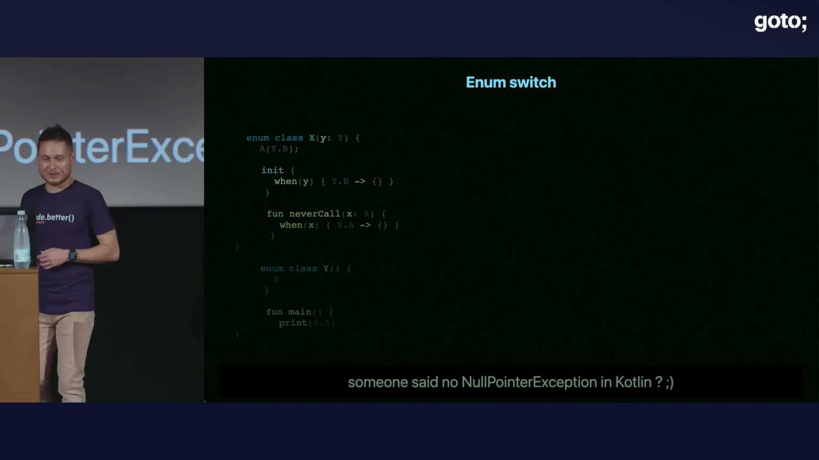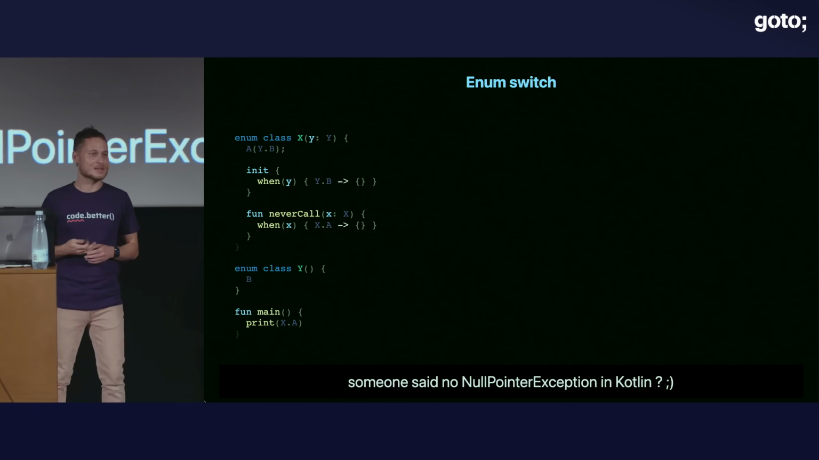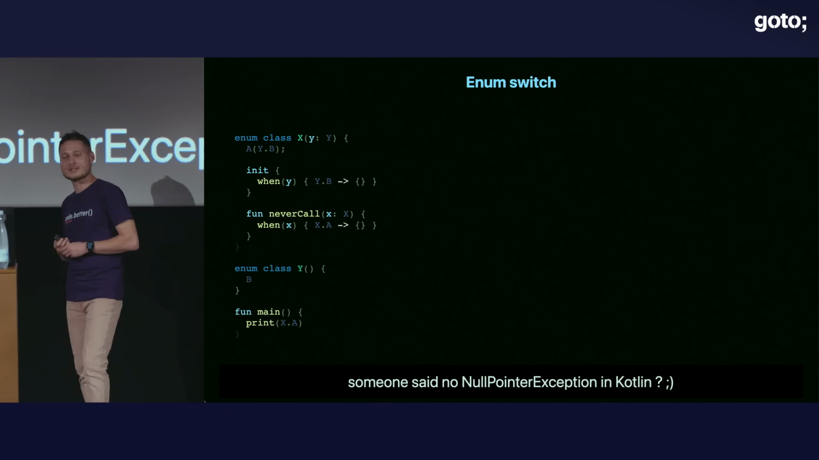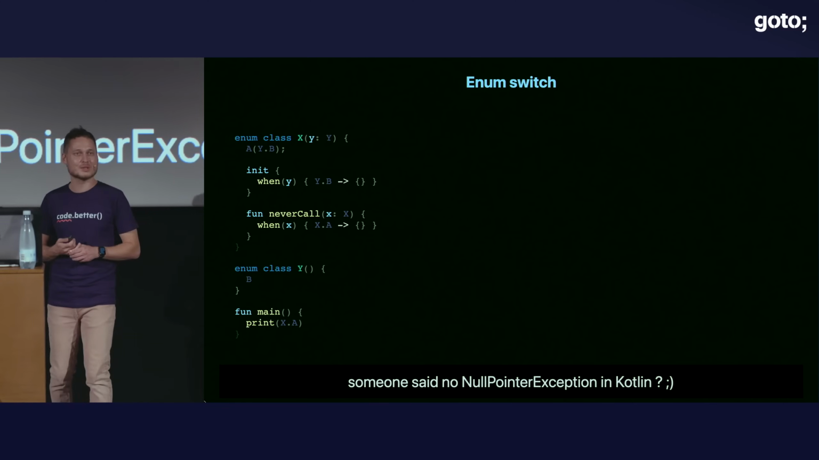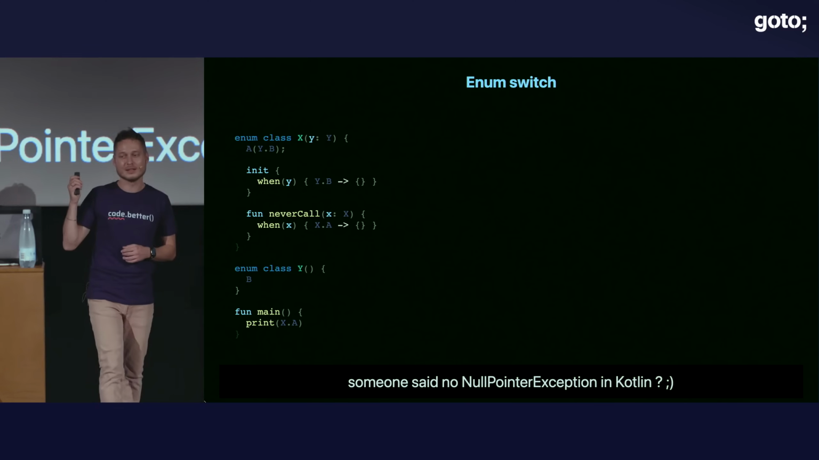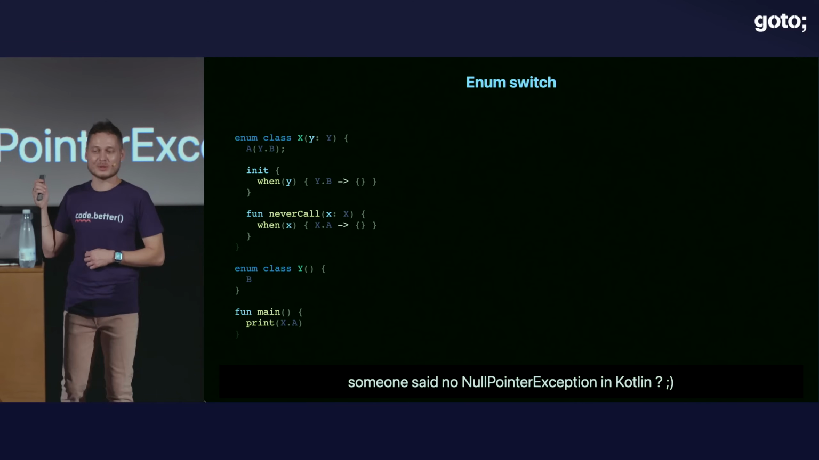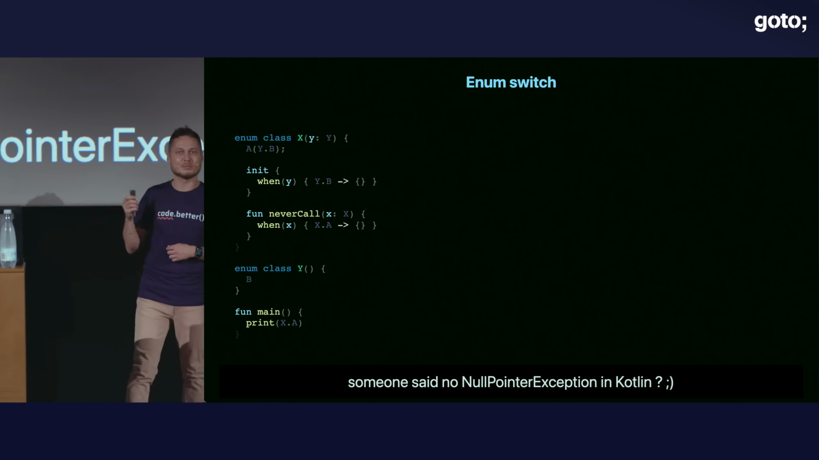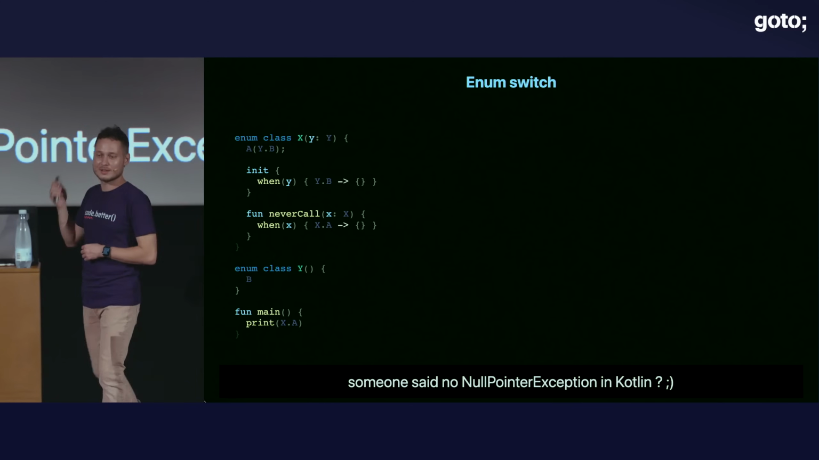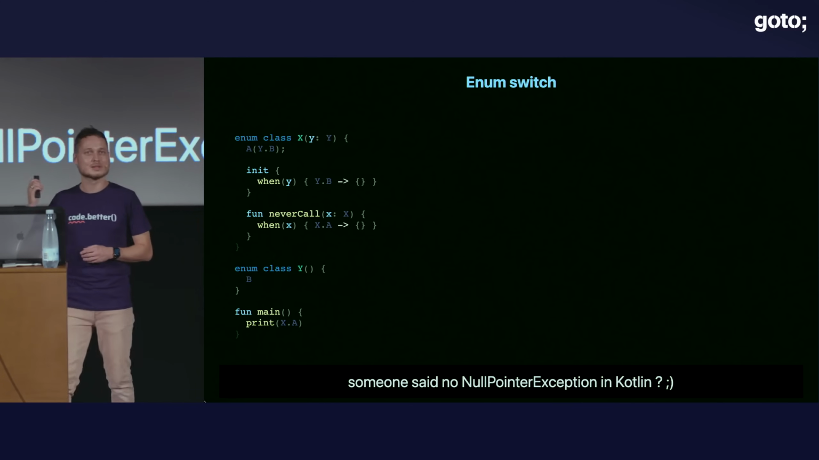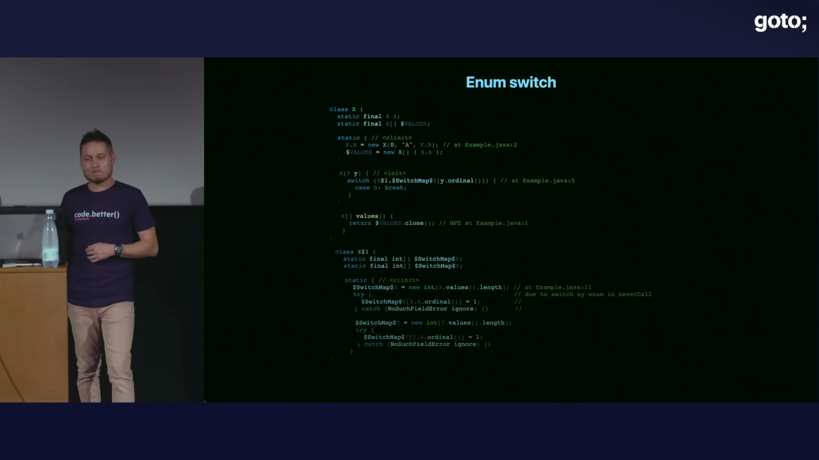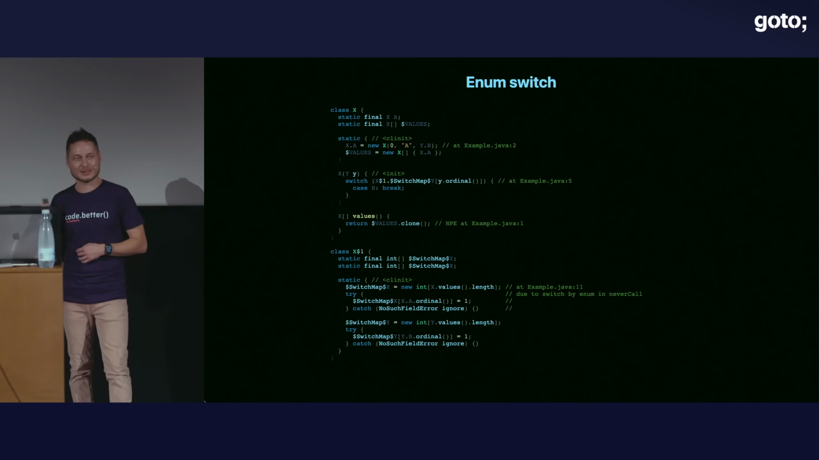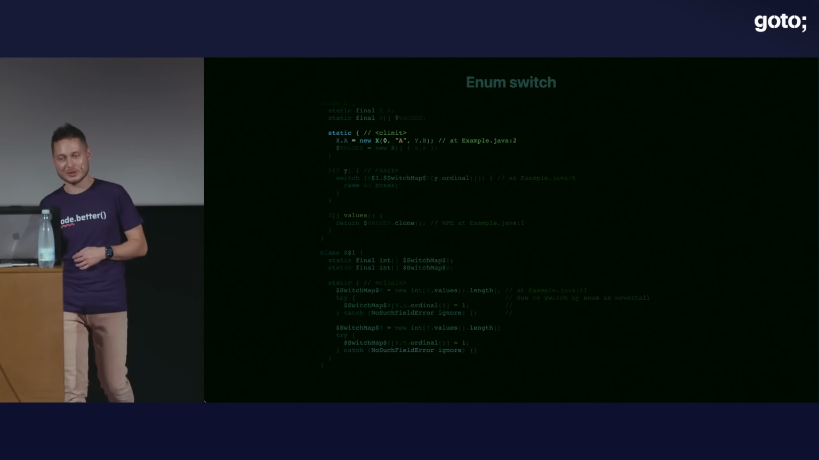Let's have a look at the bytecode. By the way, if you use Kotlin, here is a similar example with Kotlin, with enums, switches in Kotlin. And there is no single nullable type in this program. There is no single null value in this program. And somebody some time ago told me that there is no null pointer exception in Kotlin. Well, there is.